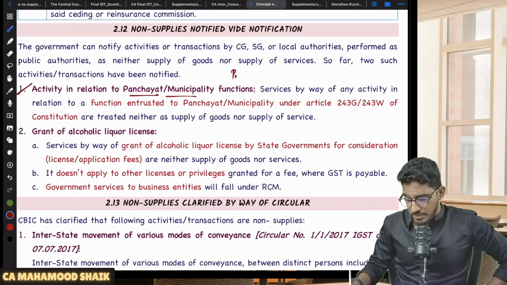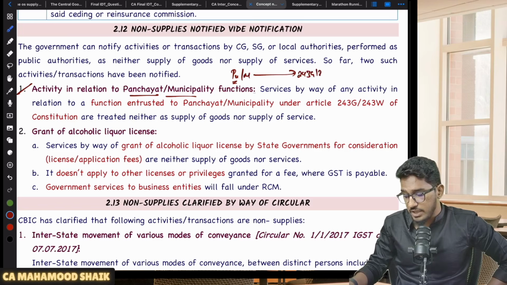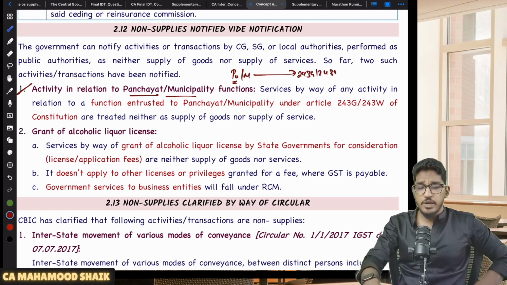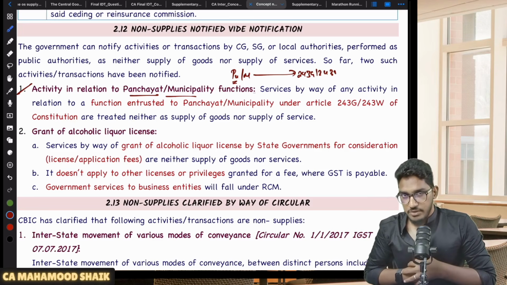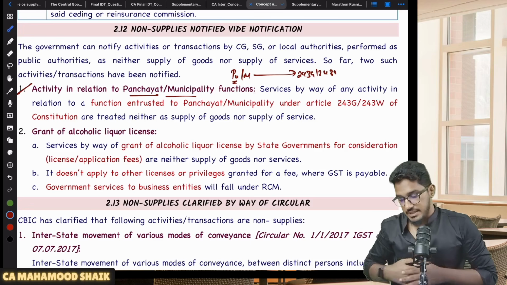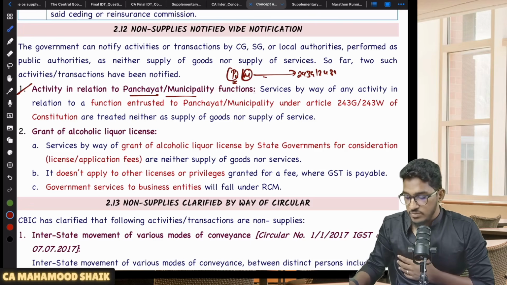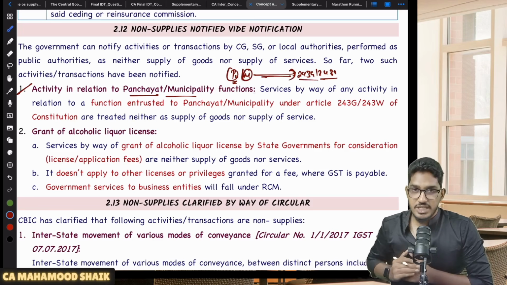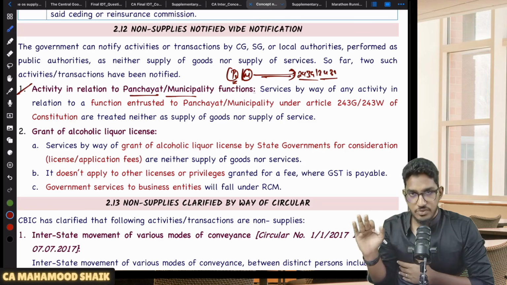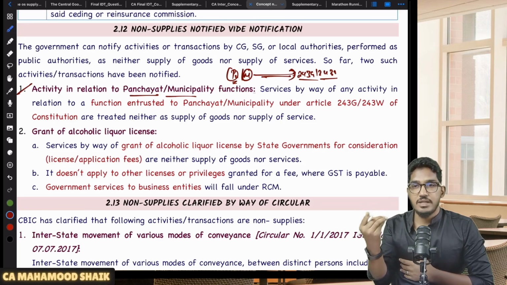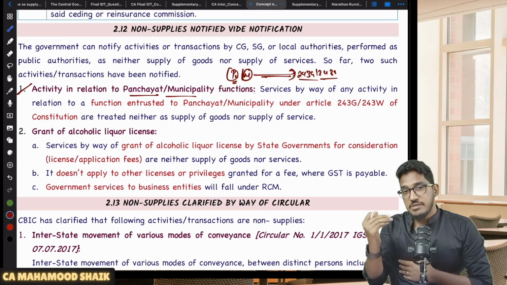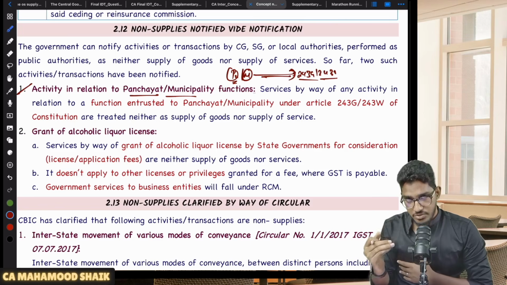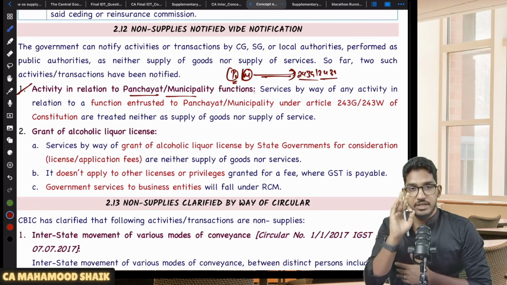So if you take municipality or panchayat, they perform various functions which are entrusted to them under Article 243G or 243W of the Constitution. Now, the notification says that whatever activities they are performing under Article 243G and 243W of the Constitution, they will be neither considered as supply of goods, nor supply of services. Let us say, for example, municipalities are required to maintain street lights. They may collect some consideration for that. Since that activity is assigned to them under Article 243W of the Constitution, they will not be liable to pay GST on it. It will be considered as not a supply.